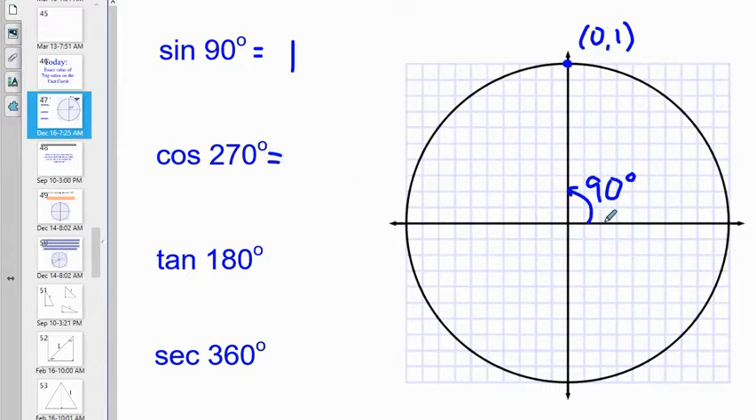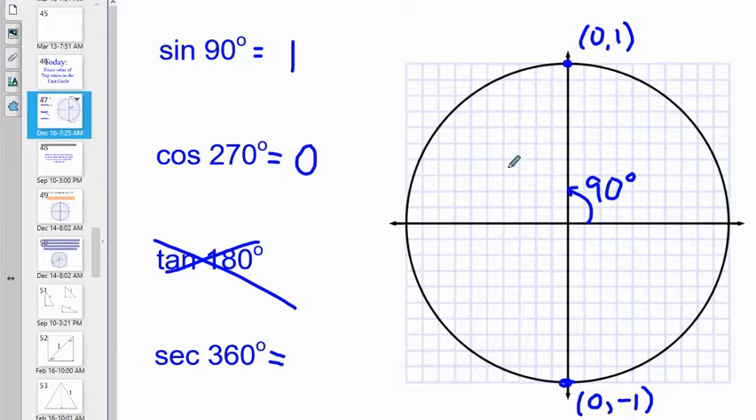For 270 degrees, we're rotating all the way around to straight down. 270 degrees is straight down. The coordinates at this point are 0, -1. So the sine value would be -1. That's the y value, but the cosine value is the x. That is 0. I'm not going to worry about tangent today. We're going to focus on tangent on Thursday, but we can talk about secant because that is just the reciprocal of cosine. So if we know cosine, we should be able to figure out secant.